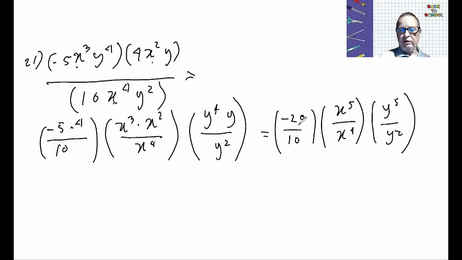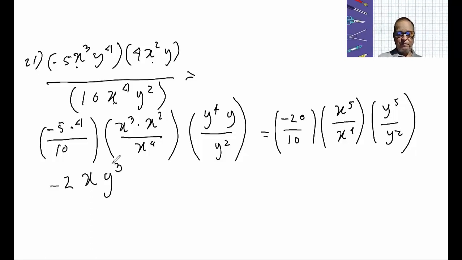Now negative 20 divided by positive 10 will give me negative 2. And then for this one, I use my quotient rule. 5 minus 4 will give me just x. And then 5 minus 2, and that will give me y to the 3rd. And that's my final answer.